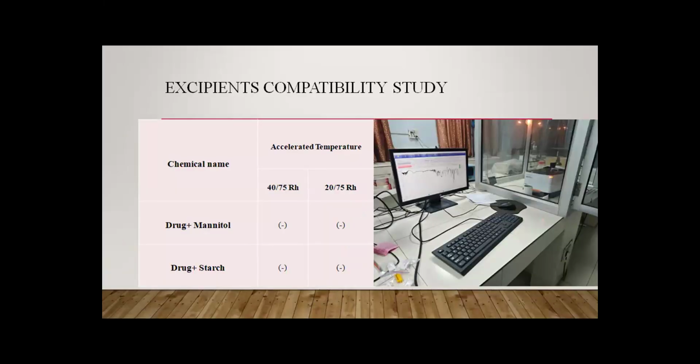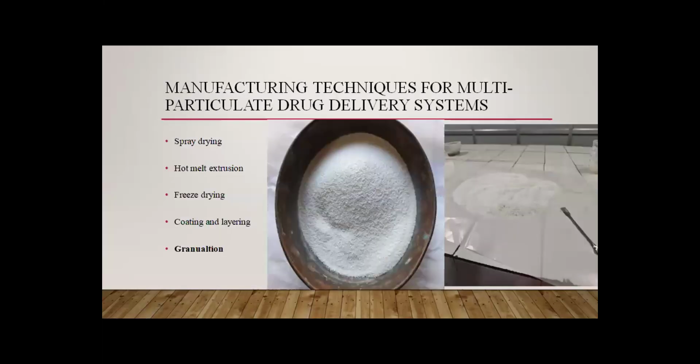We have formulated with the help of excipients. First, we have taken the triptan, that is rizatriptan benzoate. Second excipient is mannitol, and the third one is starch. I am using starch as a binder and also as a disintegrant. The starch paste is used as a binder, and the starch is normally used as a disintegrant. The excipient compatibility study has already been performed. This is the development method. We have formulated the granules in my laboratory with the help of the wet granulation method.